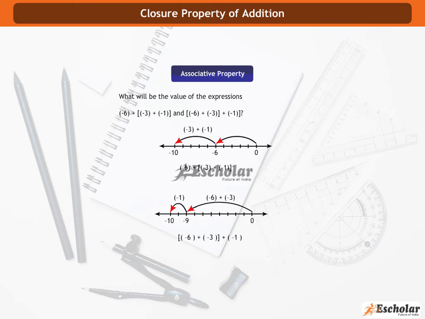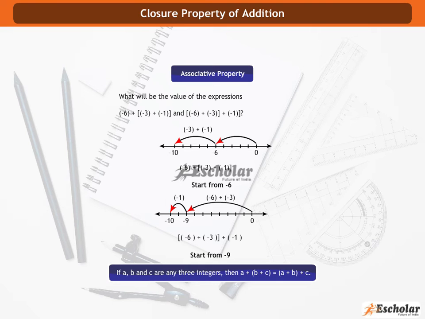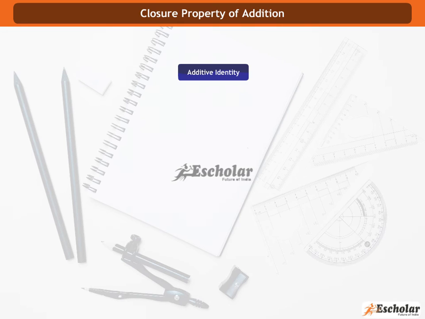Associative property. What will be the value of the expressions minus 6 plus minus 3 plus minus 1, grouped in two different ways? By solving the equation in the line representation, in both cases we get minus 10. It is known as the associative property of integers over addition, which states that if a, b and c are any three integers, then (a plus b) plus c is equal to a plus (b plus c).